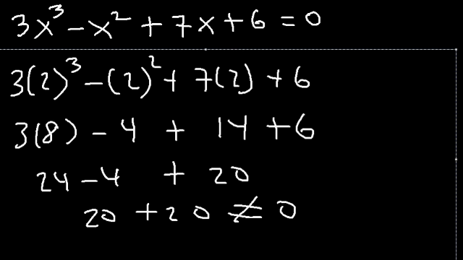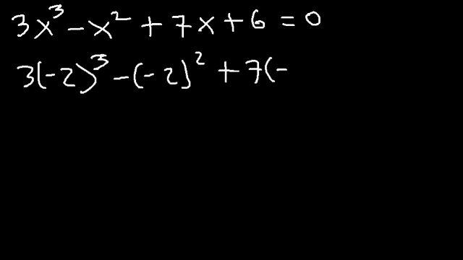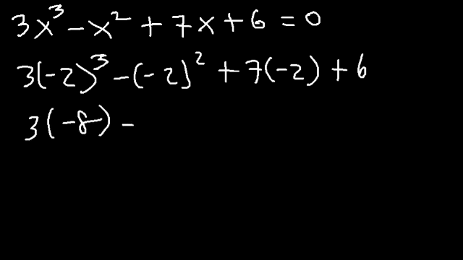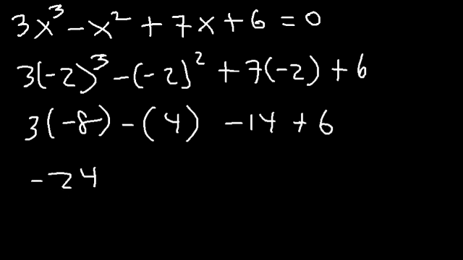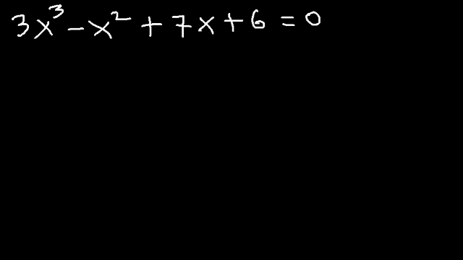So let's try negative 2. Negative 2 raised to the third power is negative 8. Negative 2 squared is positive 4. 7 times negative 2 is negative 14. 3 times negative 8 is negative 24. Negative 14 plus 6 is negative 8. Negative 24 minus 4 is negative 28. So this is not going to work. This is negative 36. Now this can be a long process.